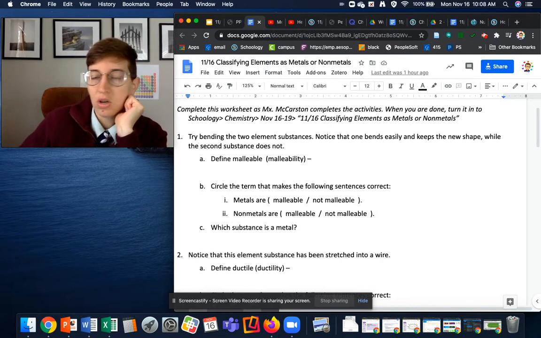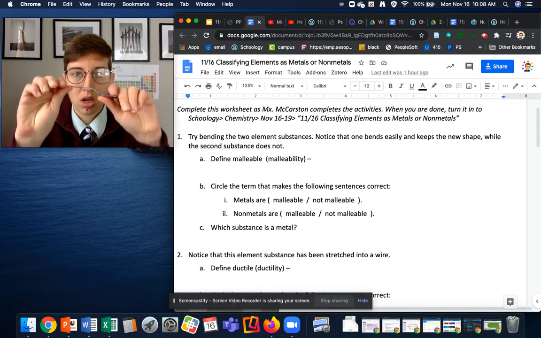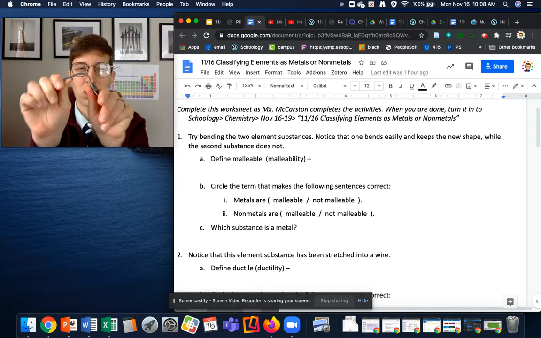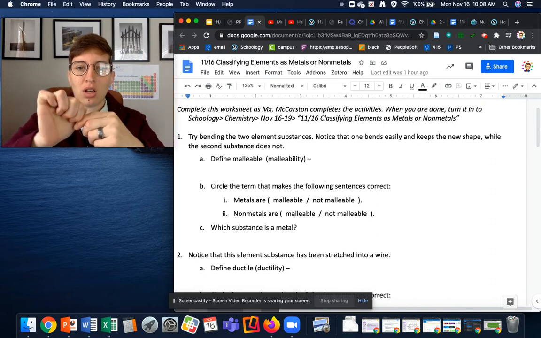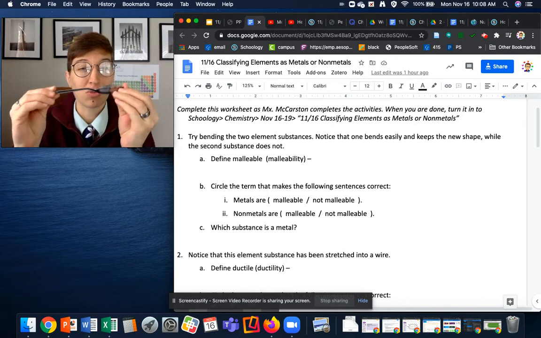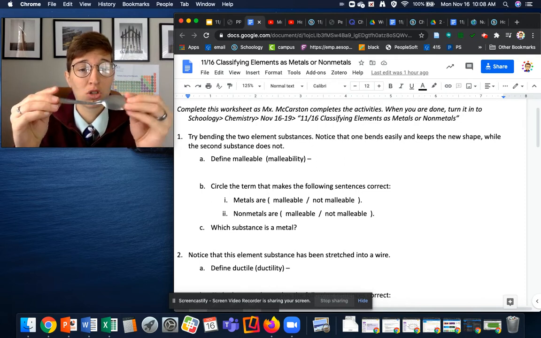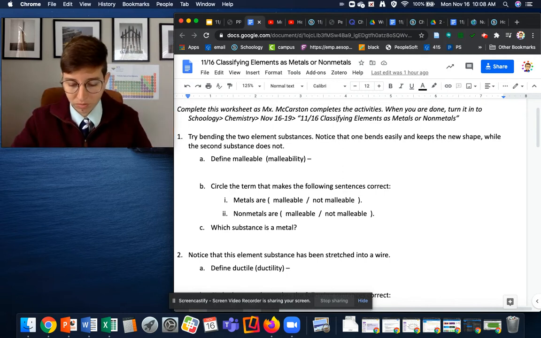Well, let's take a look. I've got here a spoon. It's made out of some metals, and you can definitely shape and bend that. It does not snap. It doesn't shatter. It is malleable. It's easily shaped. Okay, sometimes you have to heat things up to make them malleable. Metals a lot of times, but metals are malleable.